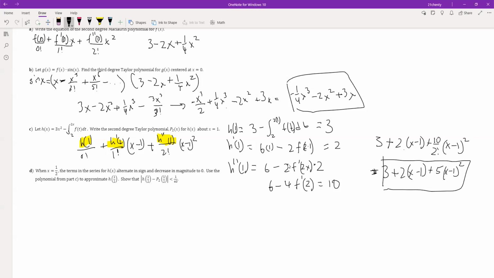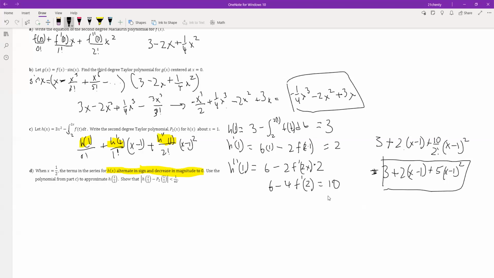So this one, it's pretty clear. They're pretty heavily hinting how they want you to do it. The terms alternate in sign and decrease in magnitude to 0. So we know that h of x is an alternating series that converges because the terms decrease in magnitude towards 0. And we're finding the error. So the alternating series error bound is just the next term.